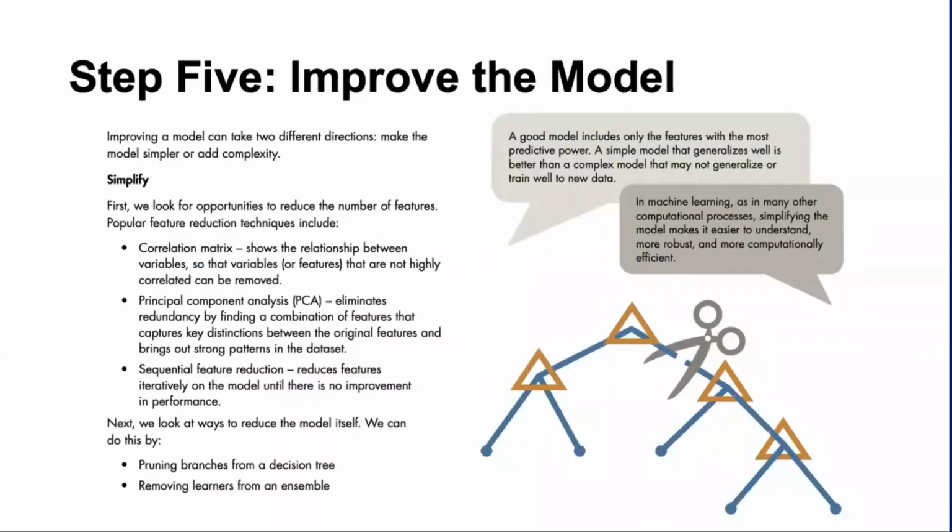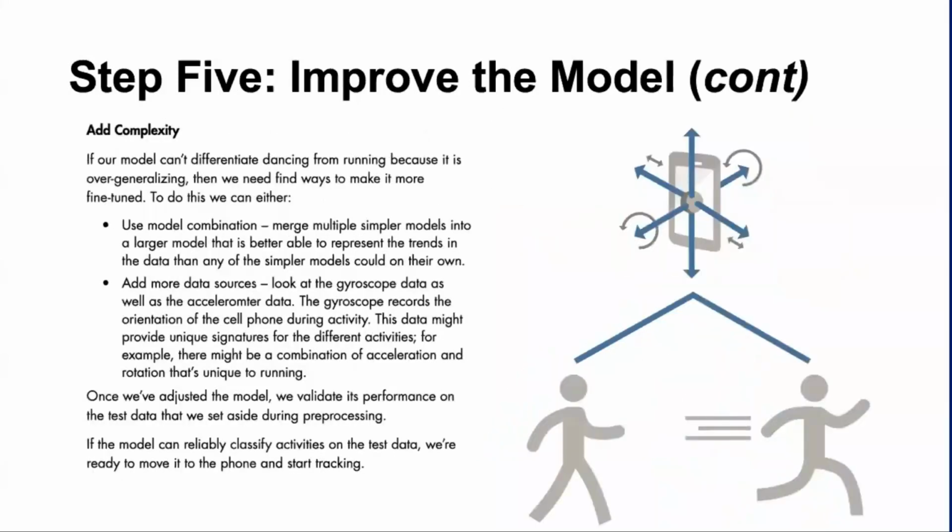And then from there, you may want to improve your model further by performing some more techniques like correlation matrix, principal component analysis, and sequential feature reduction. And then it may include more complexity, like using model combination and more data sources. As I've mentioned, the more data that you include, or the more samples that you include in your data set, the more accurate your model will be.